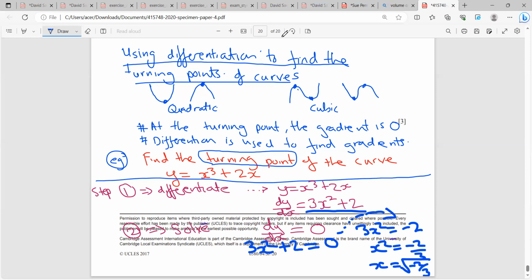Are we together? I just need you to know the process. So differentiate first, and then solve your dy dx equals 0, and then you get the x values. Those x values will be the values of the turning point.